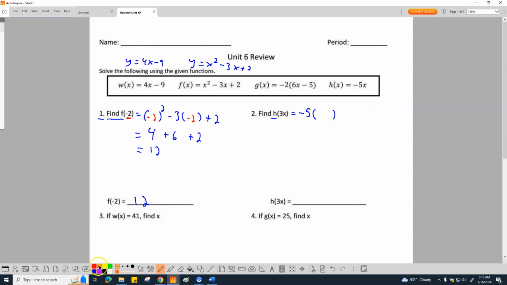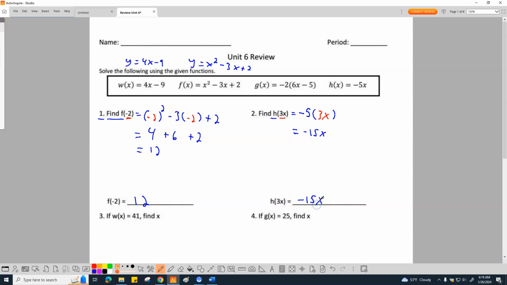And what does it want me to put in there? It wants me to put in 3x. All right, that doesn't seem that big of a deal. Now this is distribution. When you see a number on the outside of parentheses, that's going to be distribution. So -5 times 3x is in fact -15x. So we can record our answer down here, and it's that simple.